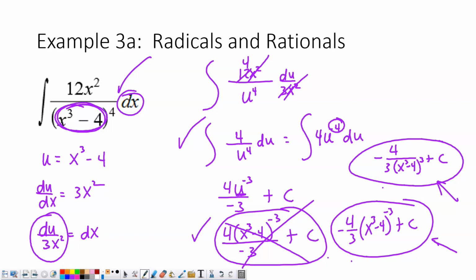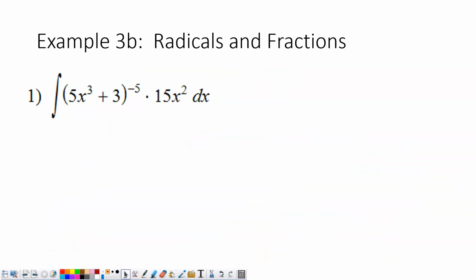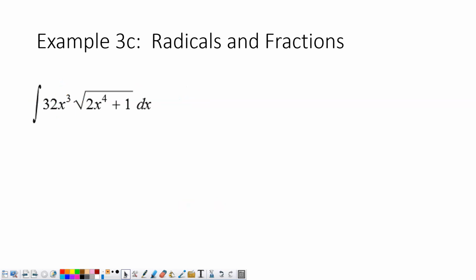And you run into a similar issue whenever you have radicals. So let's take a look at example 3C. I'm going to skip 3B. It's honestly just the same thing as 3A. It's just easier because it's already written as a negative exponent. So we'll skip 3B. All right. So let's do this one.